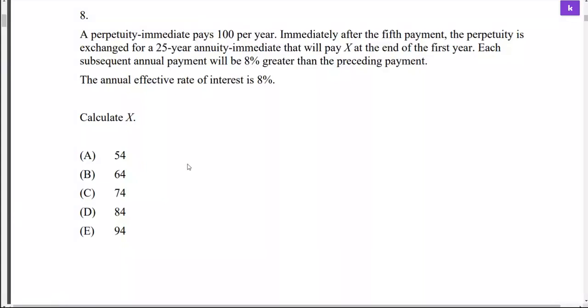A perpetuity immediate pays 100 per year. Immediately after the fifth payment, the perpetuity is exchanged for a 25-year annuity immediate that will pay X at the end of the first year. Each subsequent annual payment will be 8% greater than the preceding payment, and the annual effective rate of interest is 8%. Calculate X.